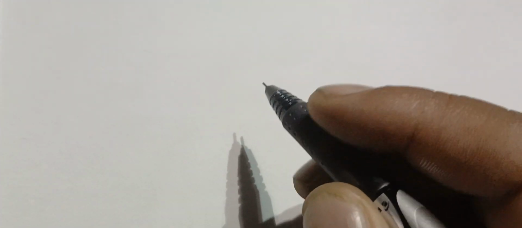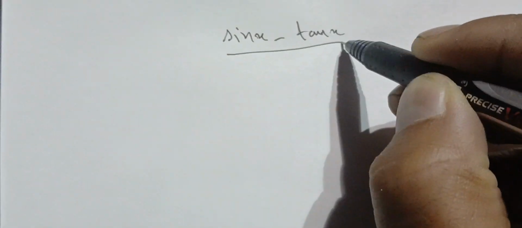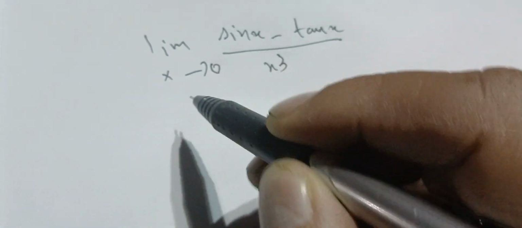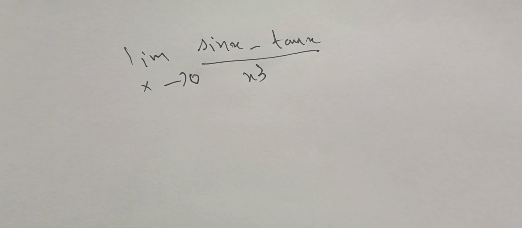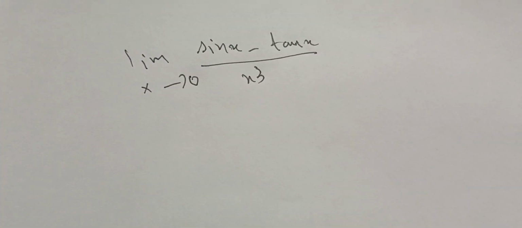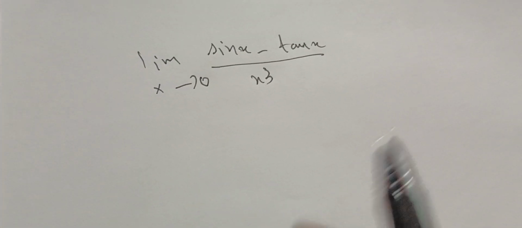Okay, welcome back. In this video, we're going to try to solve the following limit: sine x minus tangent x over x cubed, as x goes to 0. The first thing that we do in this case is to just plug in the 0 and see what happens.